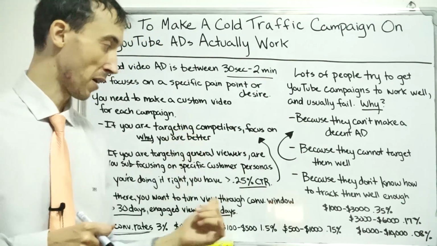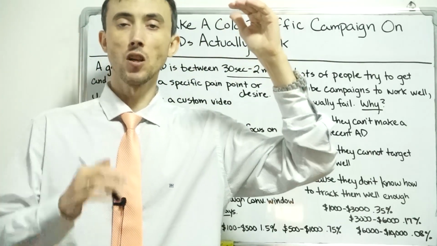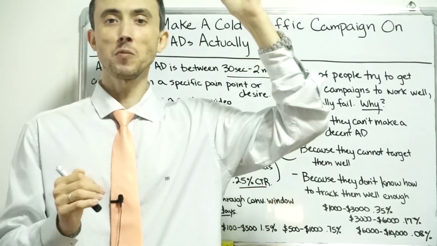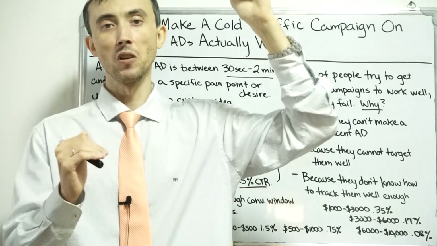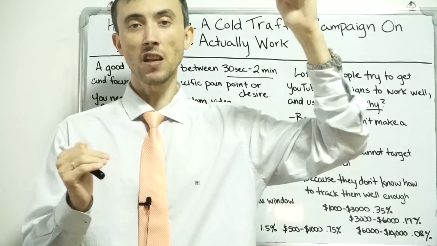And going back to what I said before, the higher your click-through rate on your ad, the lower your cost per click. The goal is to get the click-through rate up as high as possible so the cost per click is as low as possible. Because if you get the cost per click low enough, you make money. That's just all this is.